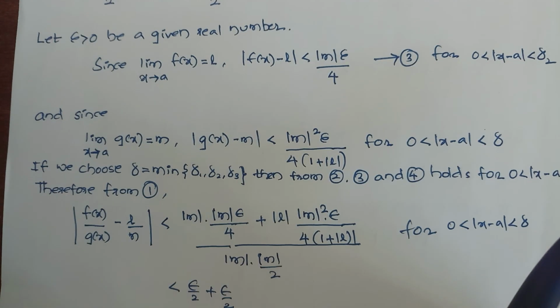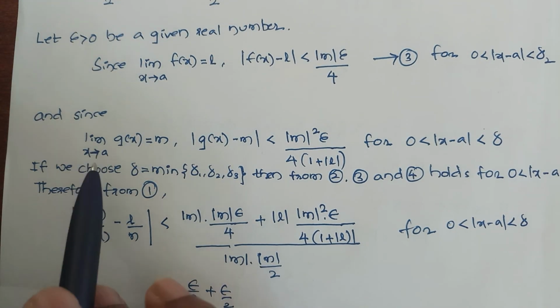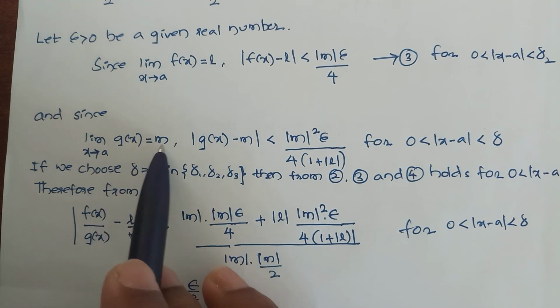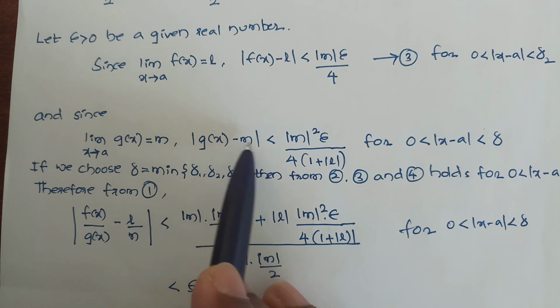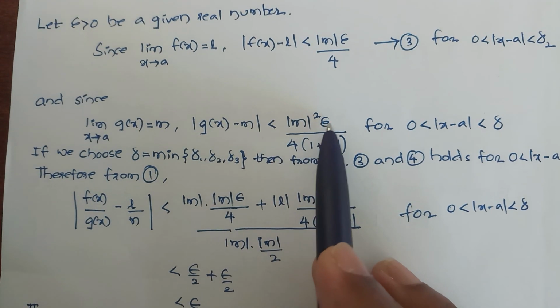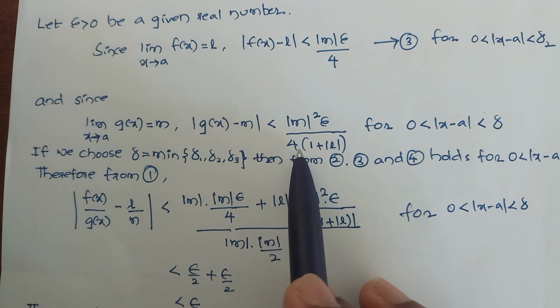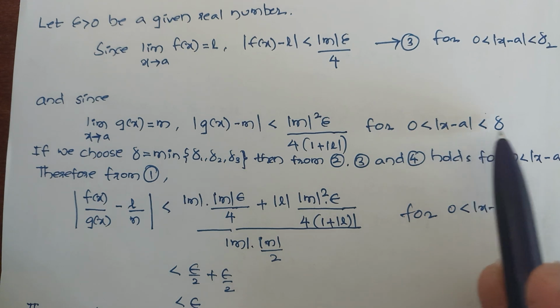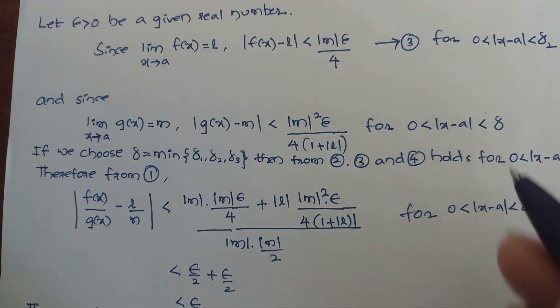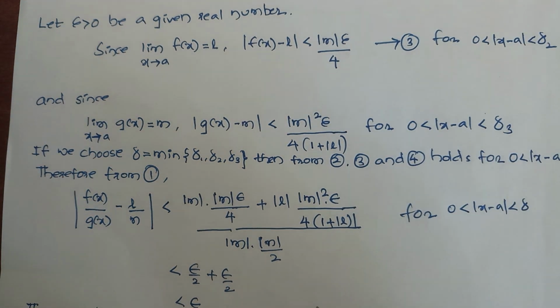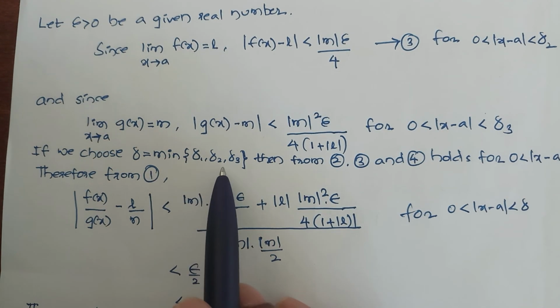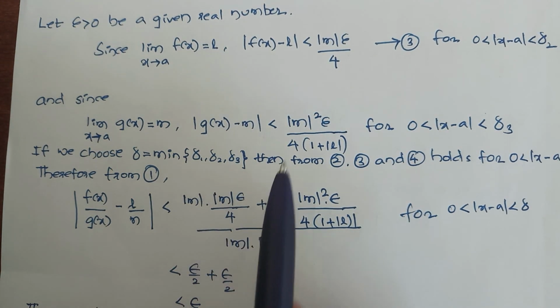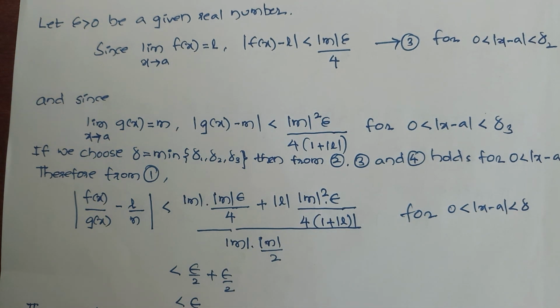So again we use another definition, that is limit x tends to a of g of x is equal to m. So then it will become modulus of g of x minus m is less than modulus of m square into epsilon divided by 4 times 1 plus modulus of L, for 0 is less than modulus of x minus a is less than delta 3. And here I take delta is equal to minimum of delta 1, delta 2 and delta 3. So from equations 2, 3, 4 hold for 0 is less than modulus of x minus a is less than delta.